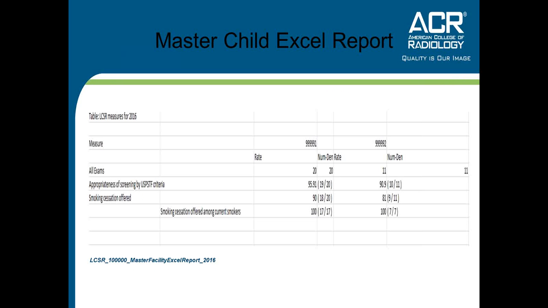And this is the master child Excel report. This is available to all the master facilities. This master facility has 2 child facilities registered, and the measures of these facilities are compared side by side so that the master facility can get an idea how the child facilities compare to each other.